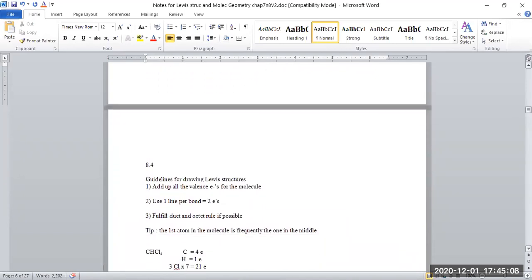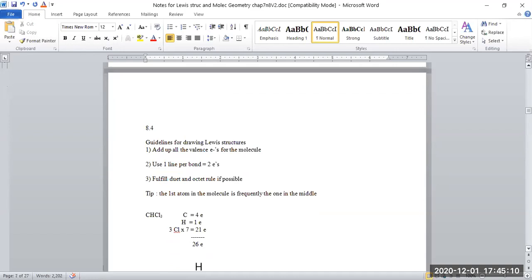All right, so let's talk about the guidelines. So when you're drawing Lewis structures, one of the things you need to do is figure out how many valence electrons you are dealing with. Now, it does have to be the valence ones and not the total number of electrons for an atom, because we only want to deal with the outside layer. You are going to use one line per bond. One line indicates 2 electrons.